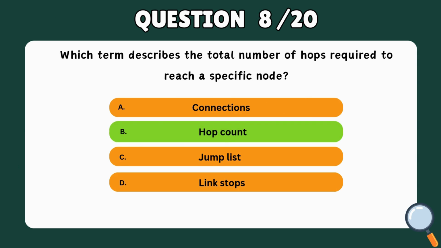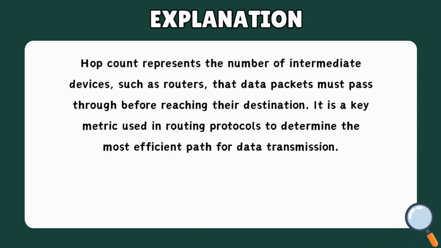Correct answer, B. Hop count. Hop count represents the number of intermediate devices, such as routers, that data packets must pass through before reaching their destination. It is a key metric used in routing protocols to determine the most efficient path for data transmission.